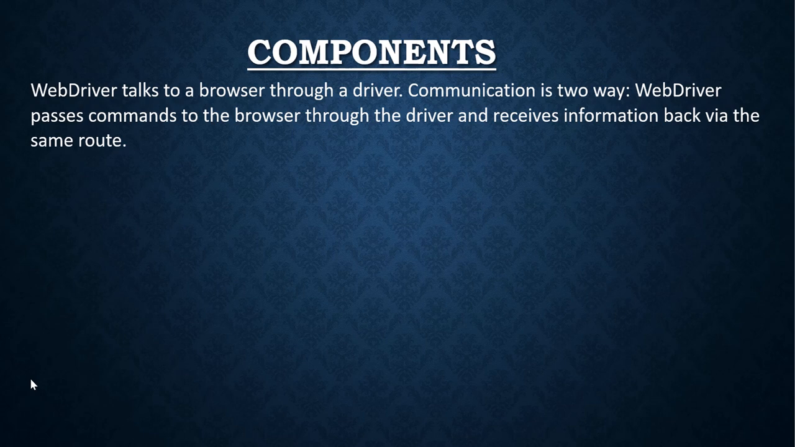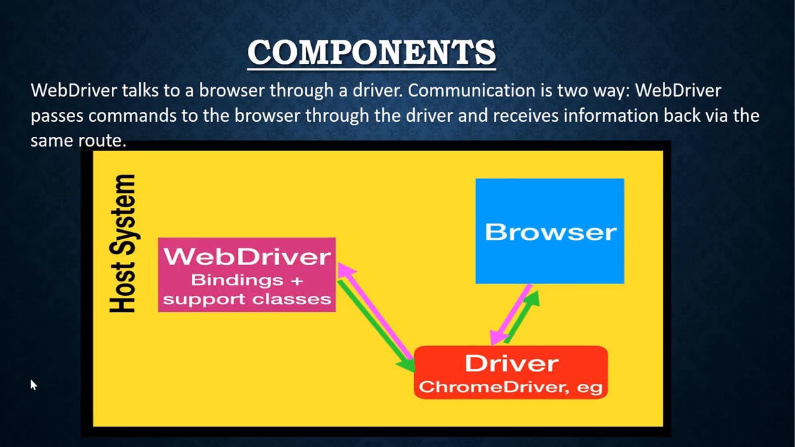And the component, if I talk about it: WebDriver talks to a browser through a driver. Communication is two-way. WebDriver passes commands to the browser through the driver and receives information back via the same route. Here we can see the WebDriver, and here you can see bindings plus support classes, and it is making a request to the driver. There is a Chrome driver or it could be any other driver, and it is making a request to the browser. This is a two-way communication. The request goes from WebDriver to the driver, from there to the browser, and we get the response back.